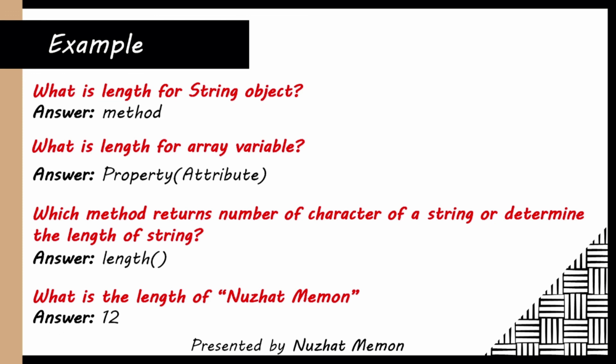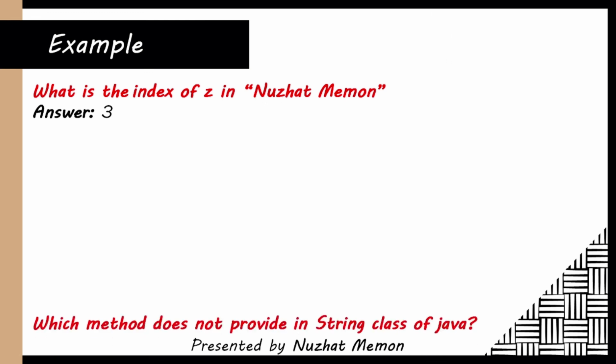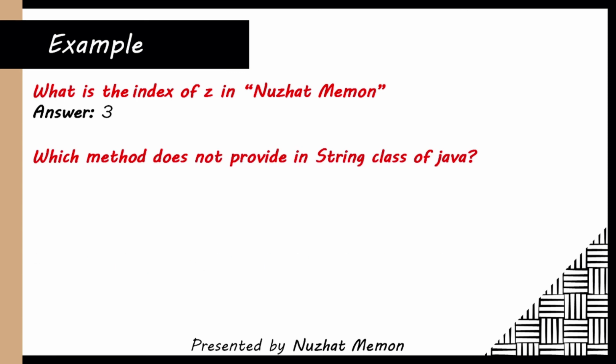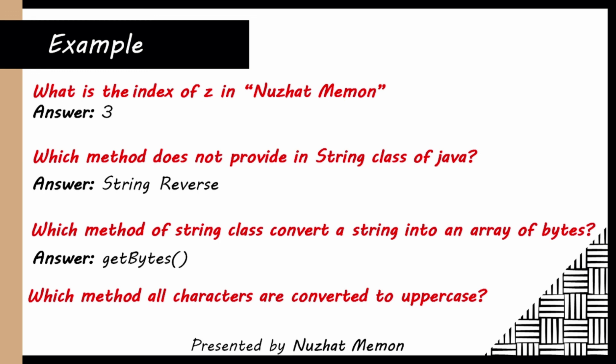You can cross verify it from your end also. What is the index of z in this string? It is 3, because for the index method you have to start counting with 0. So you will get 3 here. Which method is not provided in the string class? We did string reverse. Which method of the string class converts a string into an array of bytes? Get bytes. Which method converts all the characters to uppercase? That is toUpperCase. And we have toLowerCase also.